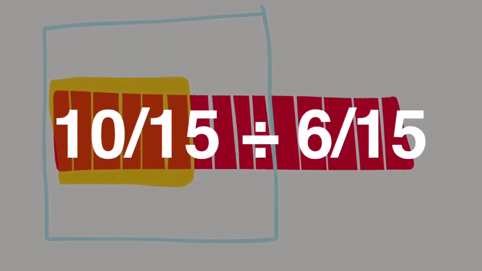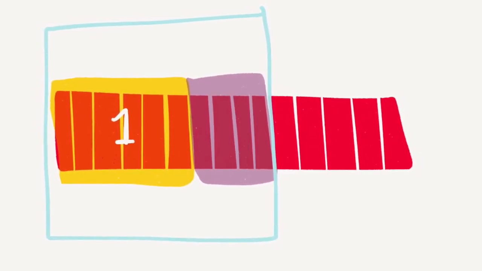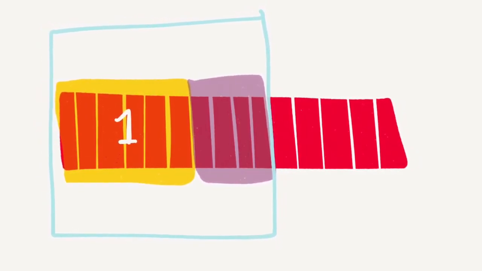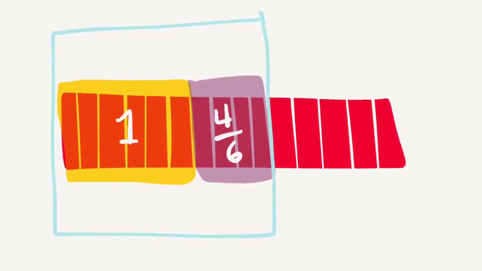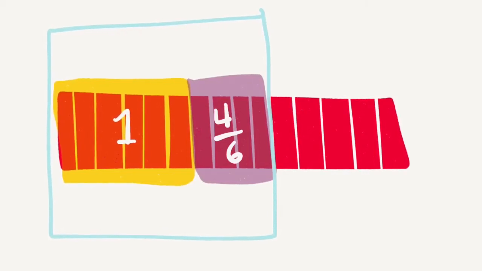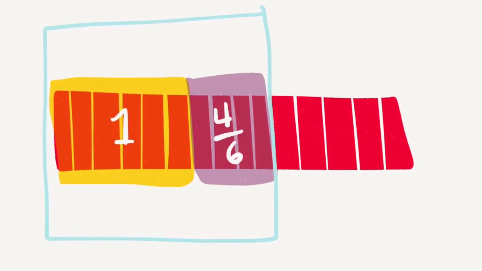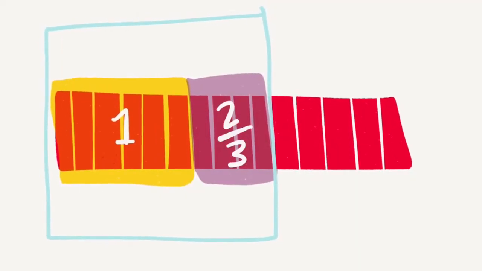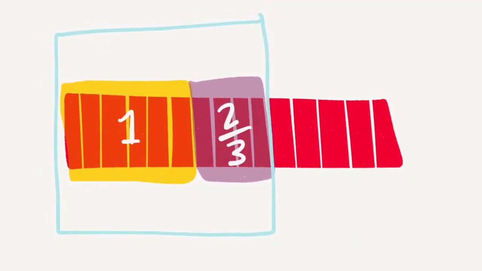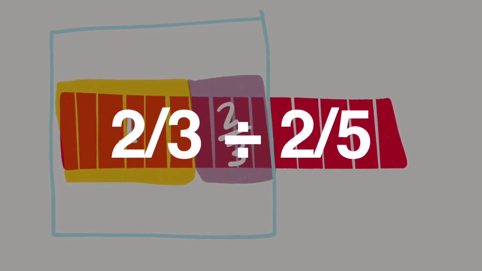Once I did that, I could take away scoops of 6/15 from 10/15. There's one. But then I realized that I have 4 parts left. I don't have enough to make a group of 6/15. Oh, 4 parts. We can call it 4 parts of 6 that make the group, right? Because we needed 6/15. But notice that 4/6 can be simplified. If we divide both by 2, we'll have 2/3. And so, we've found that 2/3 divided by 2/5 is 1 and 2/3.